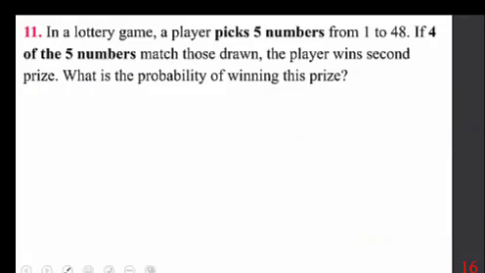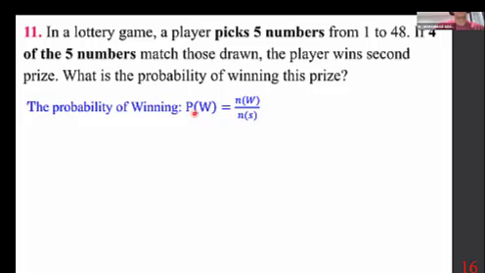In a lottery game, a player picks 5 numbers from 1 to 48. If 4 of the 5 numbers match those drawn, the player wins second prize. What is the probability of winning this prize? Whenever I do the probability, I like to write formulas. And the formula is probability of winning is n of winning over n of S. And I always start with n of S. I want to know what is my sample size. If we understand the sample size, it makes it easier to calculate. So what is the sample size?